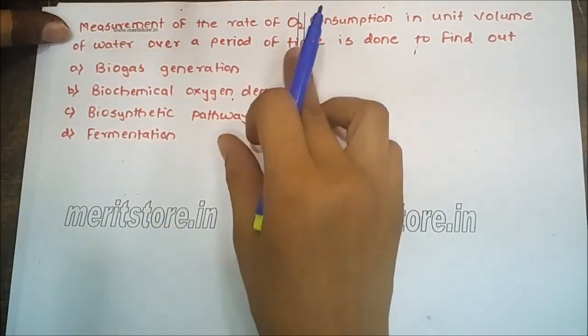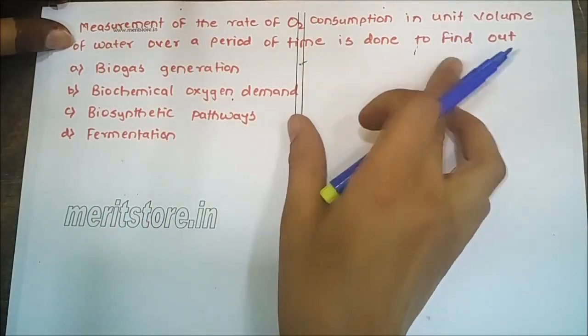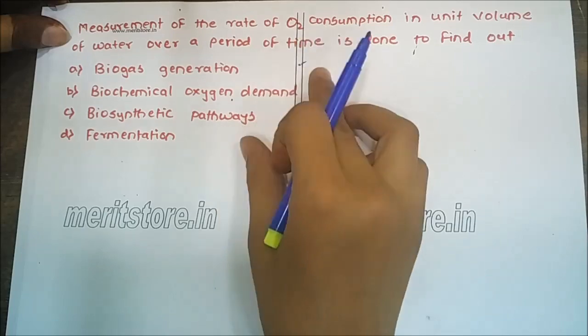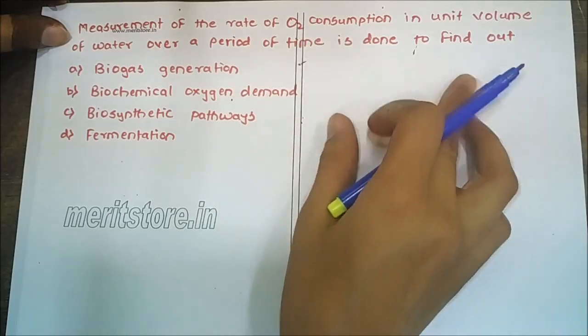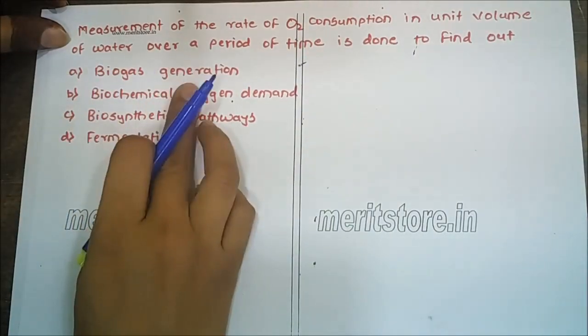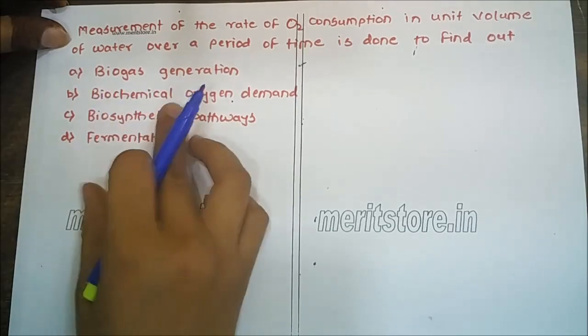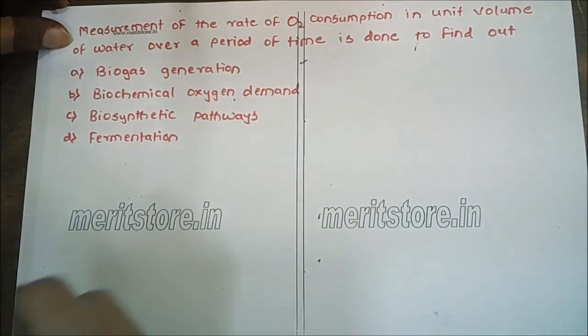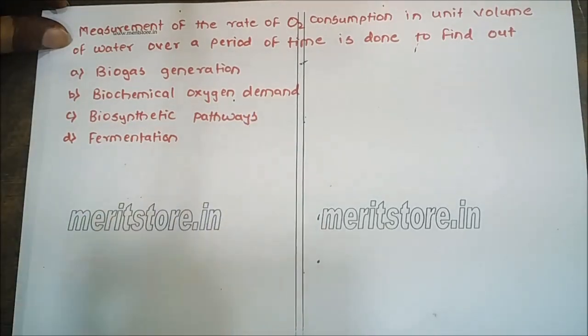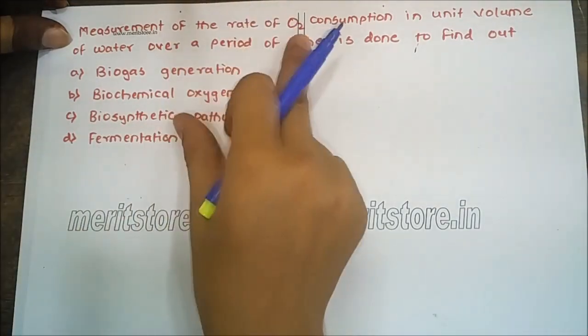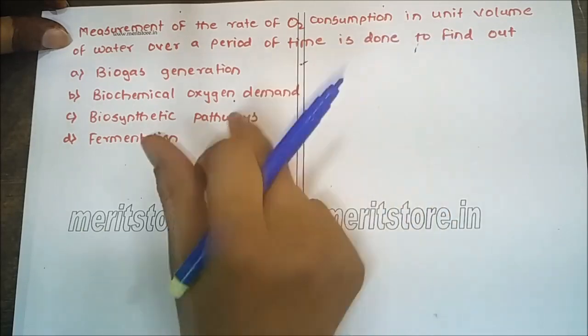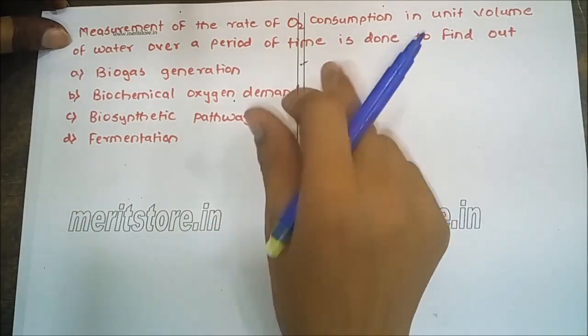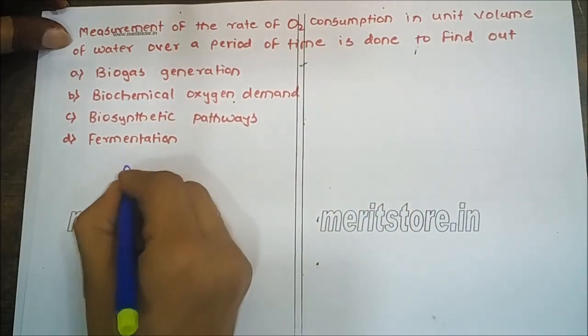Measurement of the rate of oxygen consumption in unit volume of water over a period of time is done to find out A. Biogas generation, B. Biochemical oxygen demand, C. Biosynthetic pathways, and D is fermentation. The measurement of the rate of oxygen consumption in unit volume of water over a period of time is known as BOD.